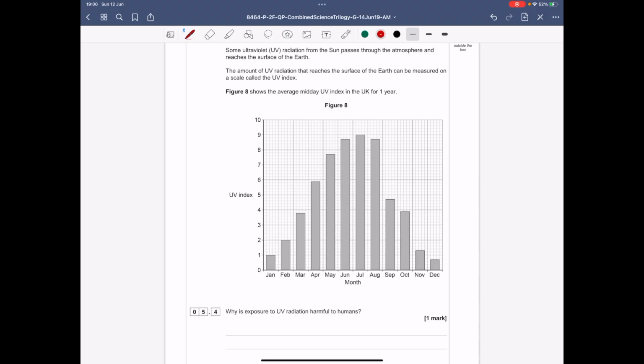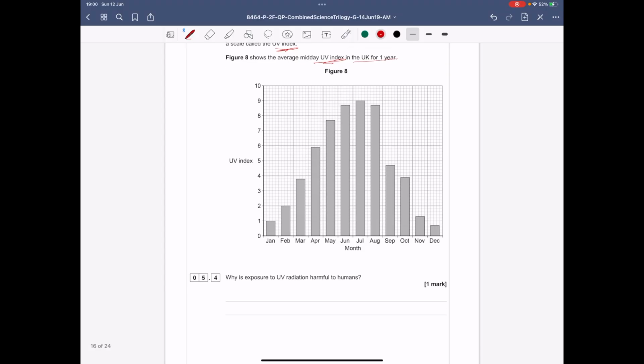Some ultraviolet UV radiation from the sun passes through the atmosphere and reaches the surface of the Earth. The amount of radiation that reaches the surface of the Earth can be measured on a scale called the UV index. Figure 8 shows the average midday UV index in the UK for 1 year. Question 5.4. Why is exposure to UV radiation harmful to humans?